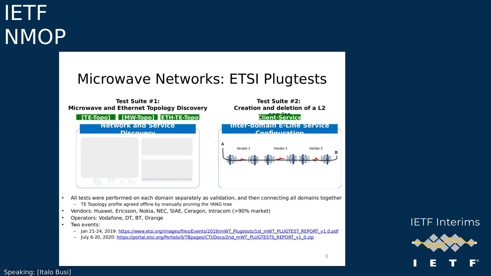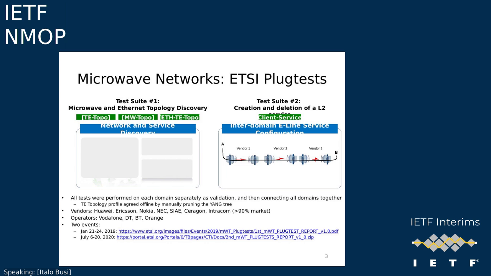And the second case is the multi-layer navigation. The switching layer in the microwave network is Ethernet. So how can you navigate from an Ethernet link to the corresponding microwave link supporting it? And we benefited from the interlayer description of the T topology. So just a very simple T topology profile was defined and reused in this plug test.